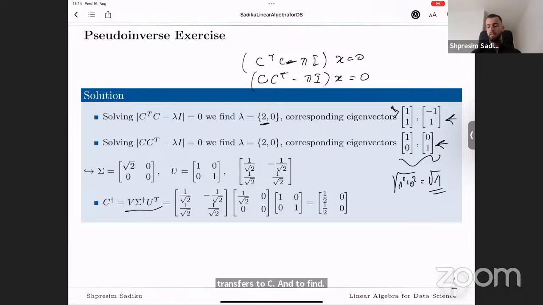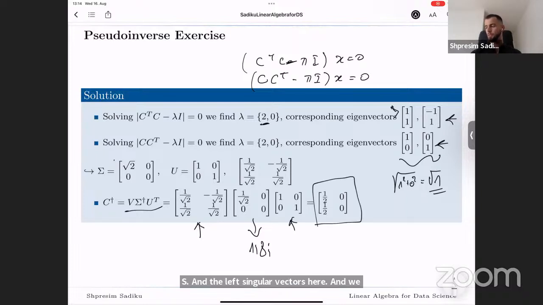We just apply the definition and we just substitute the right singular vectors and the inverse of the sigma i's and the left singular vectors here, and we get this matrix as a result.